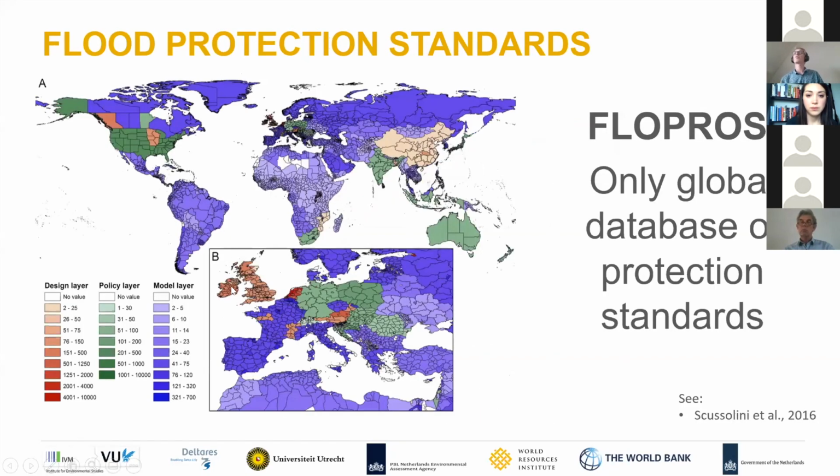Now, Sam already mentioned that if we really want to make an accurate estimate of risk, we need to know what protection, so what level of levees, etc., are already in place. And this kind of information before this project simply was not available at the global scale.